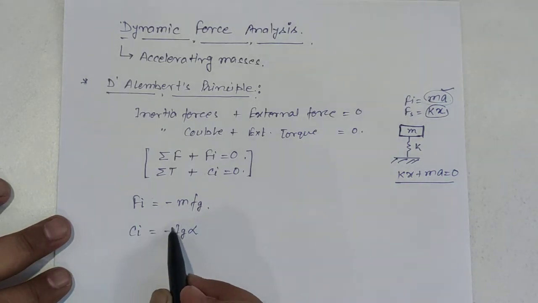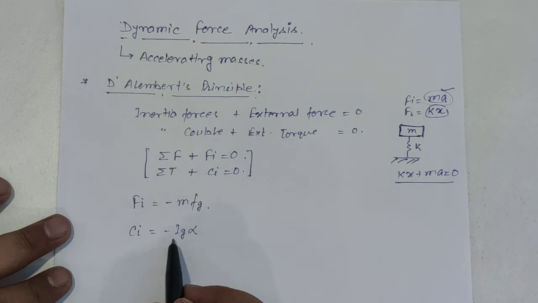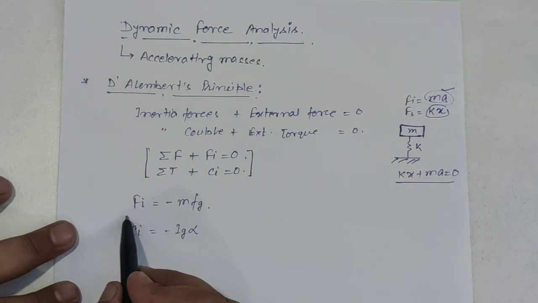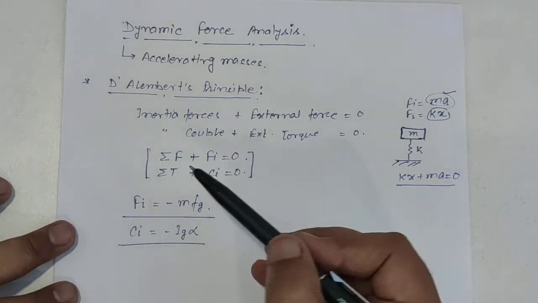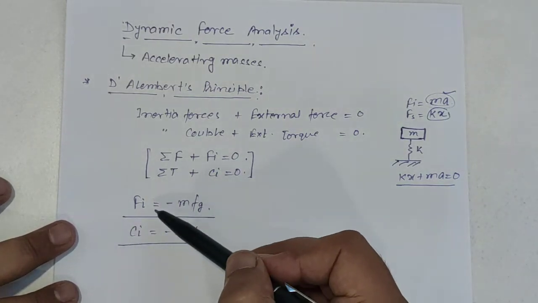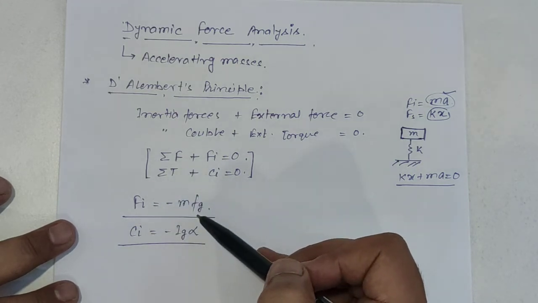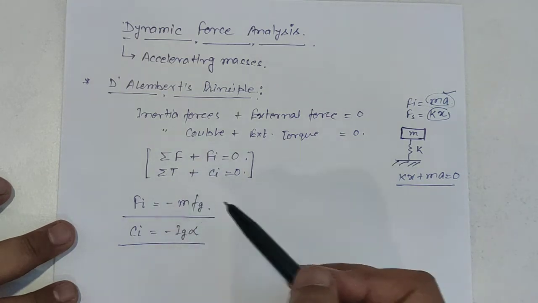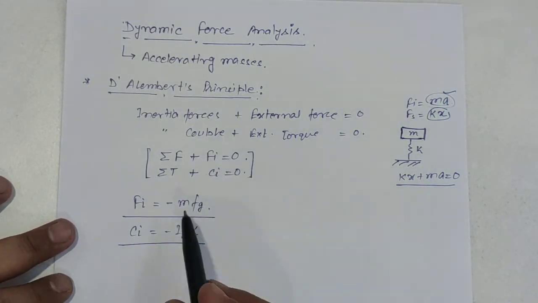So I is the moment of inertia of the body, and alpha is the angular acceleration of the body. By the help of this we can calculate the inertial component, calculate the total forces, add the inertial component, and the summation of inertial component and total force equals 0. Okay, so this is the D'Alembert principle. Why is this negative sign coming?